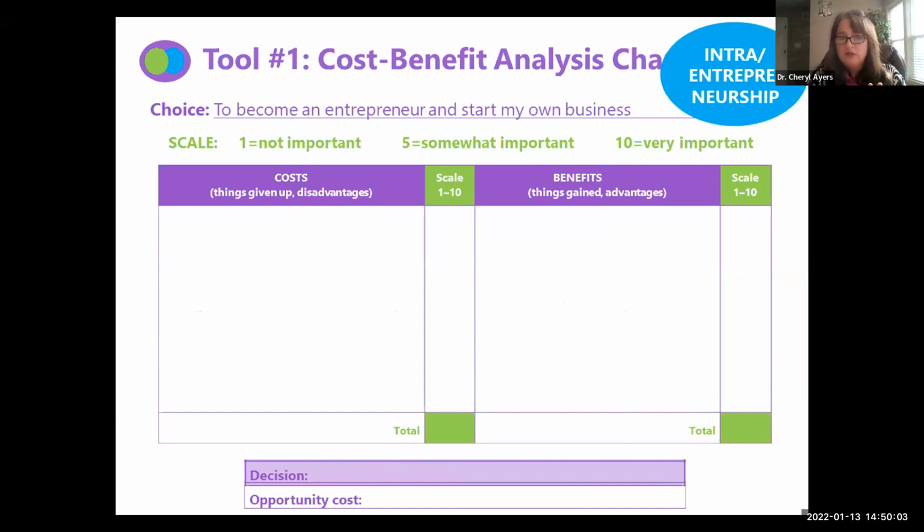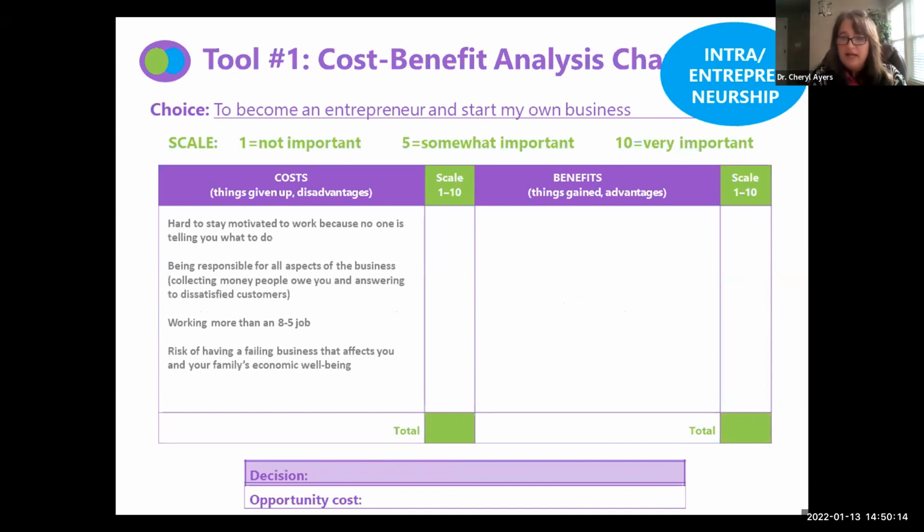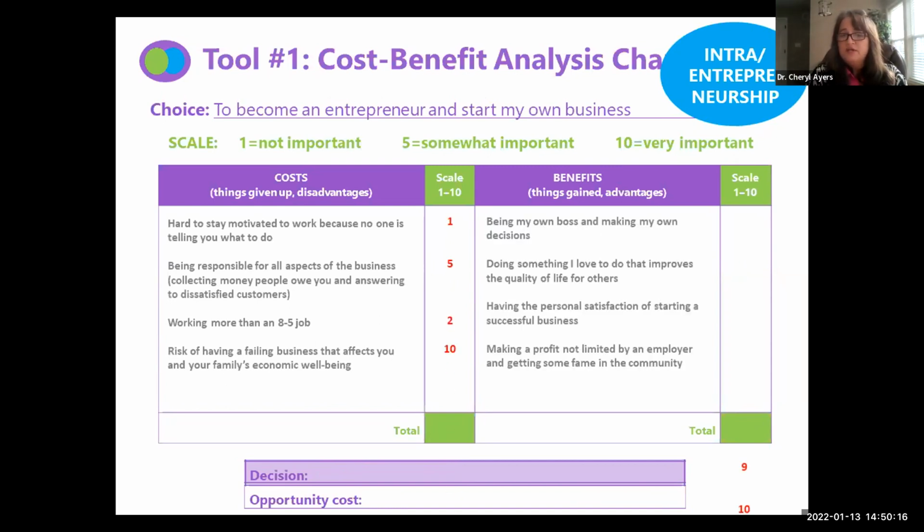All right, I'm going to fly through this one a little bit faster. But using an entrepreneurship example, same thing. Do I become an entrepreneur or not? You would go through, what are the costs? What are the benefits? Put some numbers to them.